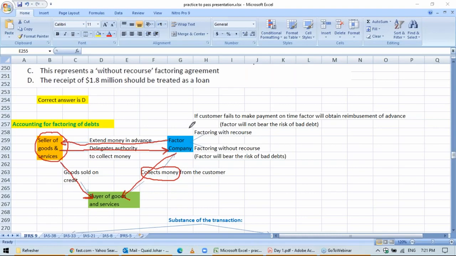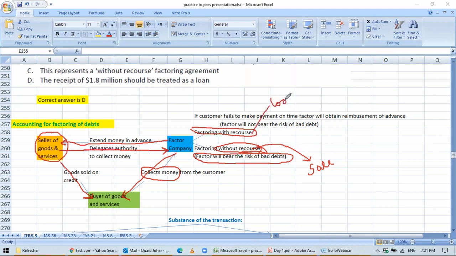Now there are two types of factor. One is factoring with recourse. Factoring with recourse means that if the factor fails to collect money, he will take the money advanced back from the seller of the goods. And in case of factoring without recourse, once the factor pays money to the seller, he cannot receive the money back. What does this mean? This means that in case of without recourse, the factor cannot receive the money back. So this is a sale of receivable. In this case, we will debit the bank and credit the receivable. So receivable is sold. But in the other case, it's not a sale, it's a loan.